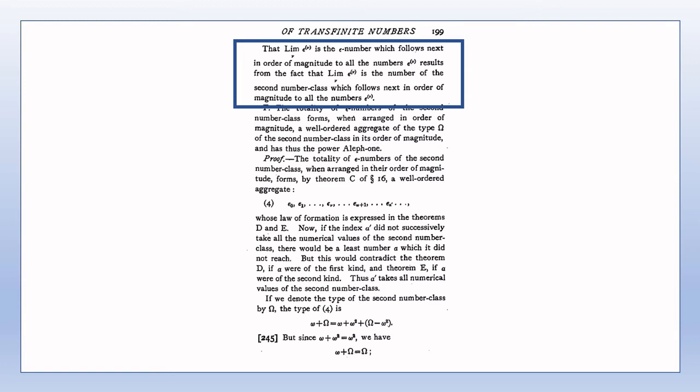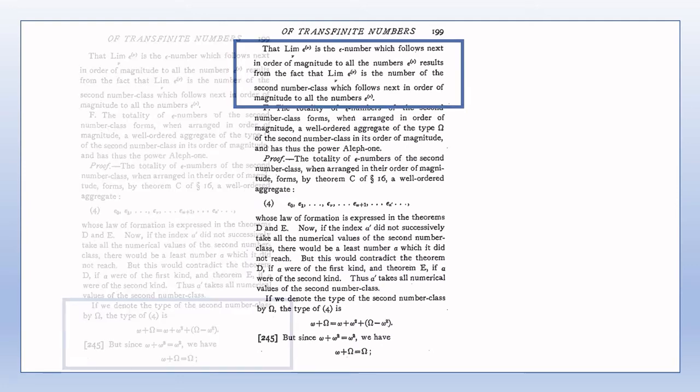However, since the limit of a fundamental series is the ordinal number which is next in order of magnitude to all of the terms of the series, then it follows that the limit of ε_ν is the ordinal number which is next in order of magnitude to all of the ε_ν. And since this limit is an epsilon number, then the limit of ε_ν is the epsilon number which is next in order of magnitude to all of the ε_ν.